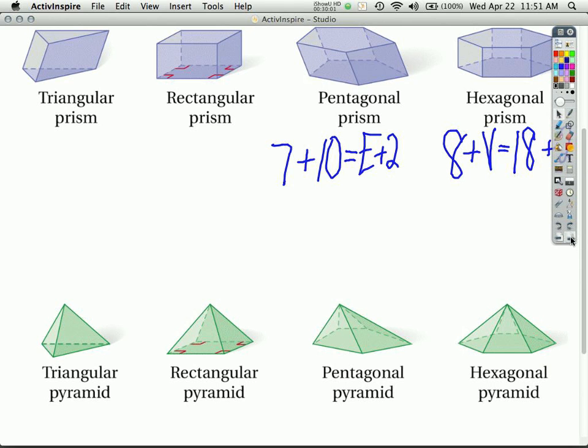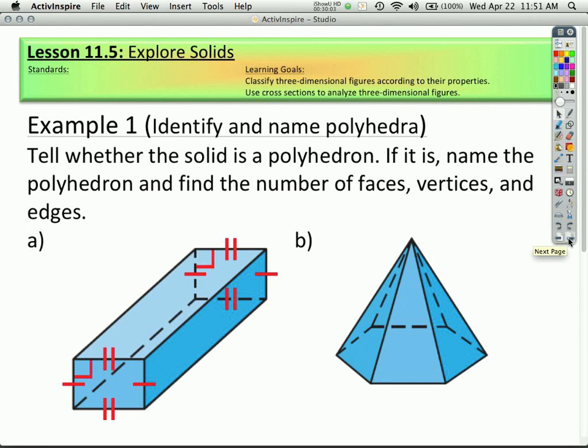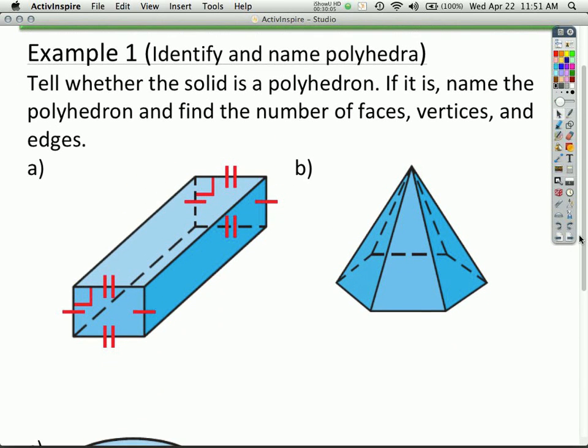So that's what you're going to see right now. So, example 1. Our goal for this example is to make sure we understand how to identify and name polyhedra. We want to be able to say whether or not something is a polyhedron. So first we've got yes or no, then we're talking about names, and then we're talking about number of faces, number of vertices, number of edges.